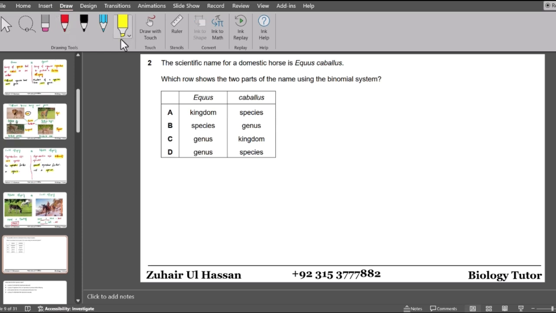In this question, we are given a binomial name, a scientific name. The question is which row shows the two parts of the name using the binomial naming system. The binomial naming system, we have studied, consists of two parts, and those two parts are the genus and the species. Genus would always be the first one and species would always be the second one. So you can tally this with the scientific name that you are given in the statement. Kingdom is not part of the binomial naming system. It would only be the genus and species, so D is the correct one.